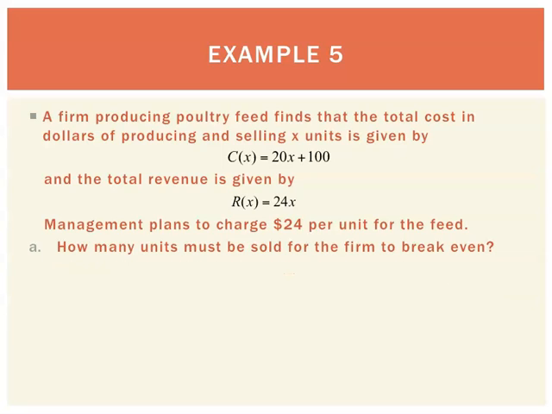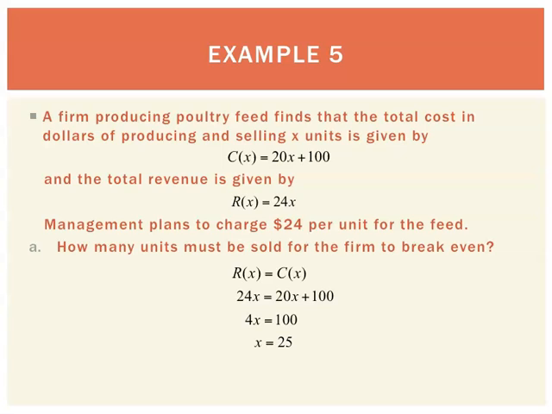So let's start with Part A. How many units must be sold for the firm to break even? In other words, when does the cost end up equaling the revenue? Well, this is actually pretty straightforward for us to solve. We are given a formula for the total cost, 20x plus 100, and we're given a formula for the revenue, which is 24x. So we'll break even when those two are equal to each other. So set them equal to each other and solve for x. We have 4x equals 100, which means x is equal to 25.